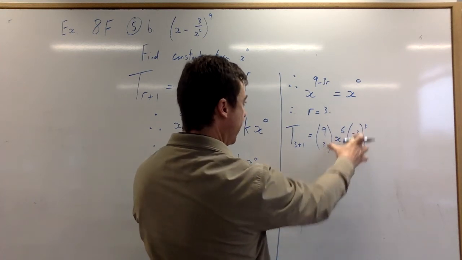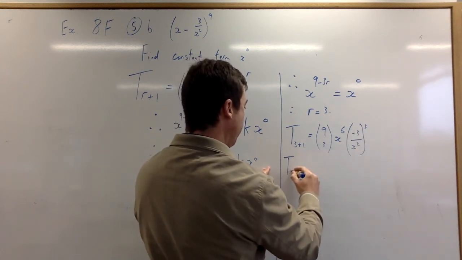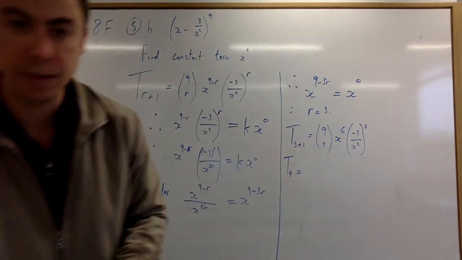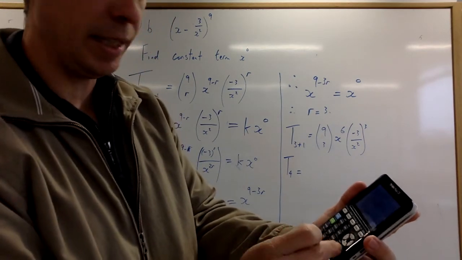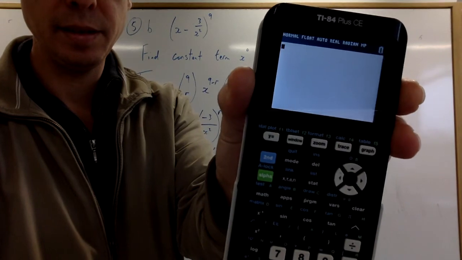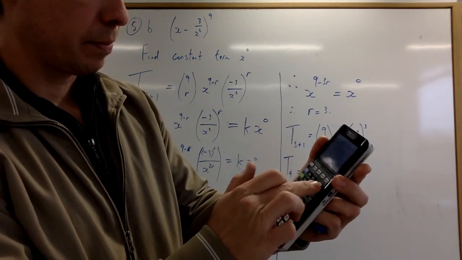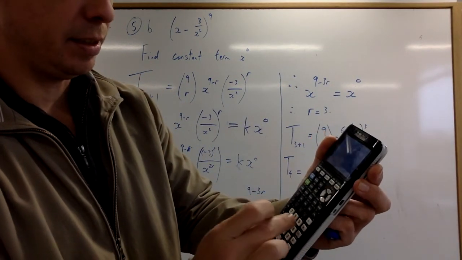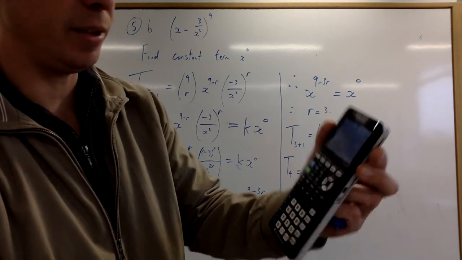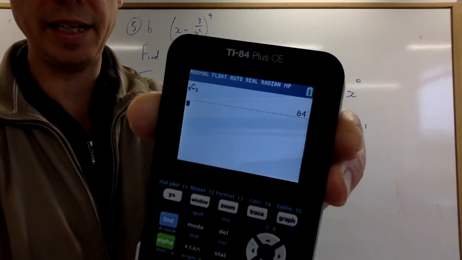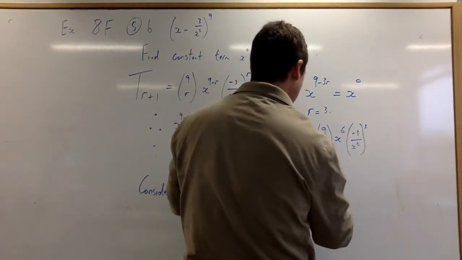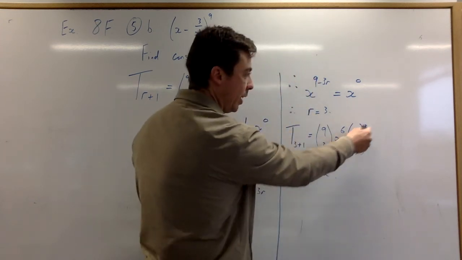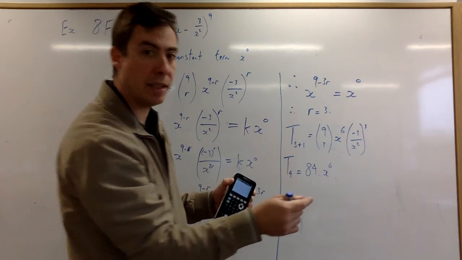I almost want to just do this bit here, but we'll do everything. The fourth term. 9 choose 3. Calculator time. I don't know what it is. So there's my calculator. Math, Prob, N choose R. 9 choose 3. The number is 84. 84 times x to the 6 times minus 3 cubed, which is minus 27.